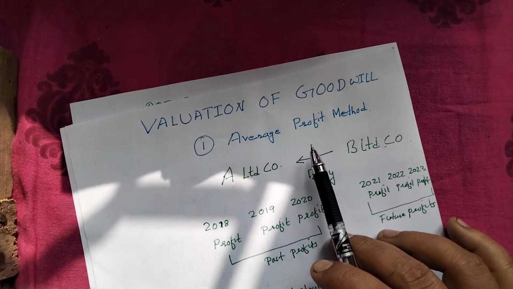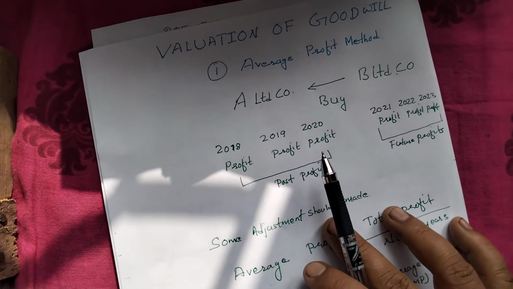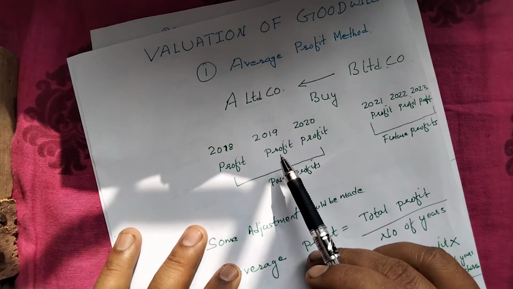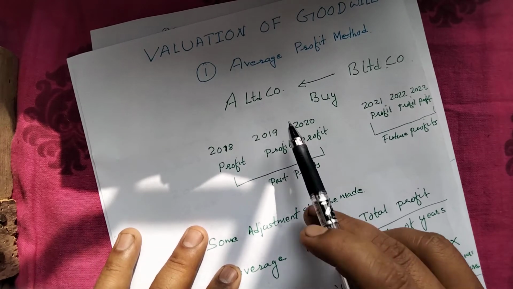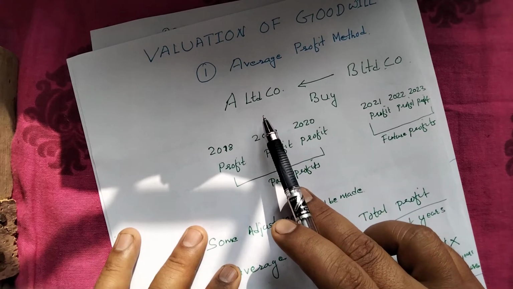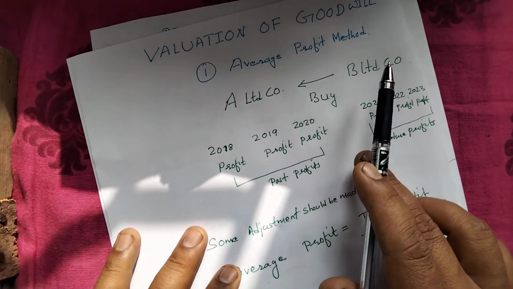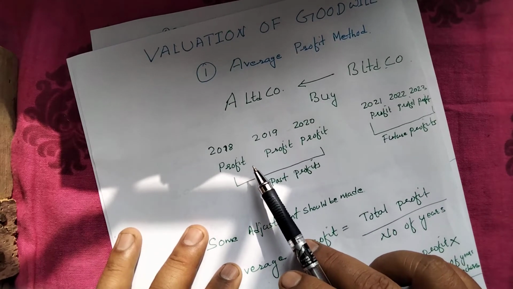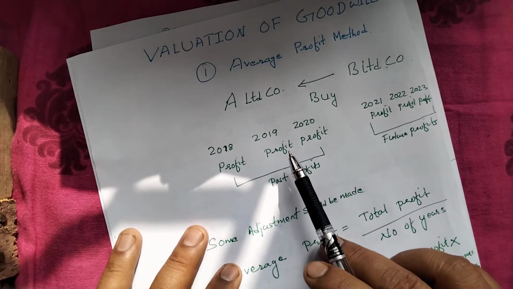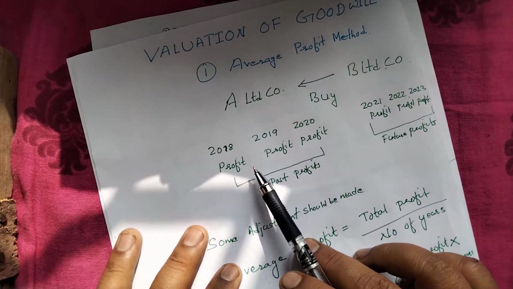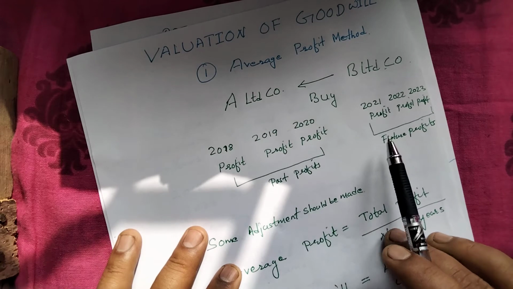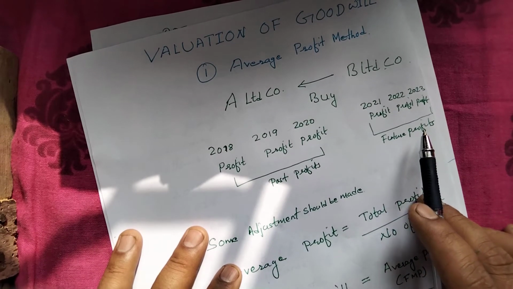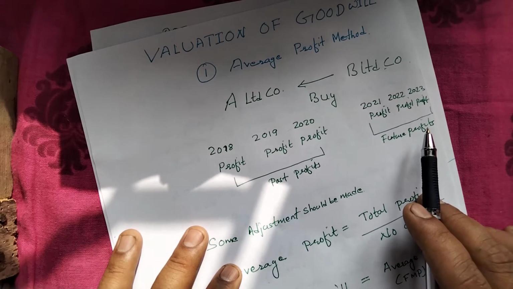Under the average profit method, we have to see the previous years' profit of A Ltd, that is the company which is going to be purchased by B Ltd. So we have to see the profits of the previous years of the transferor company. According to that we will be finding the future profit, and according to that we will be calculating goodwill.